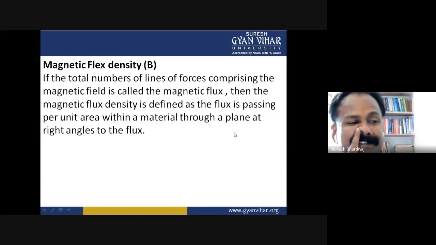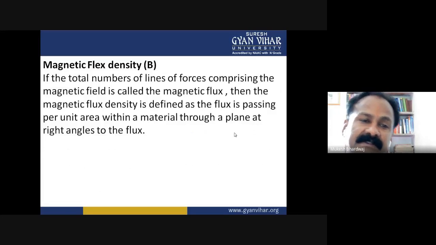Magnetic flux density. The total number of lines of force comprising the magnetic field is called the magnetic flux, and we had already discussed magnetic flux density and magnetic field intensity. So magnetic flux density is denoted by B. The magnetic flux density is defined as the flux passing per unit area through a plane at right angles to the flux.